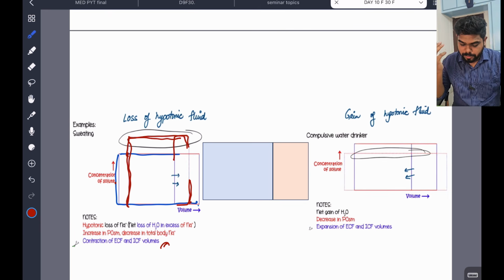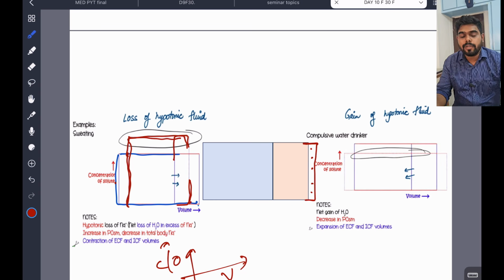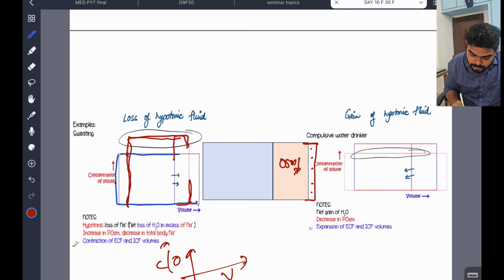Gain of hypotonic fluid. Gain definitely means the volume will increase, with volume on the x-axis and concentration or osmolarity on the y-axis. Clear? So the volume increased. When hypotonic fluid volume increases, the osmolarity decreases because it is hypotonic, with more water and the solute more diluted. So this osmolarity decreases.